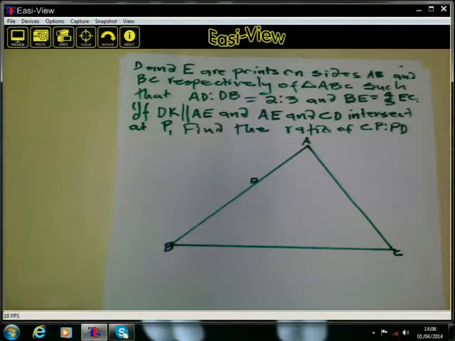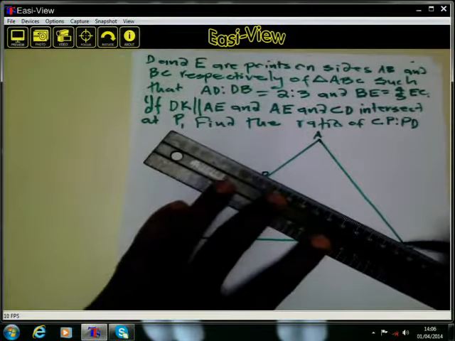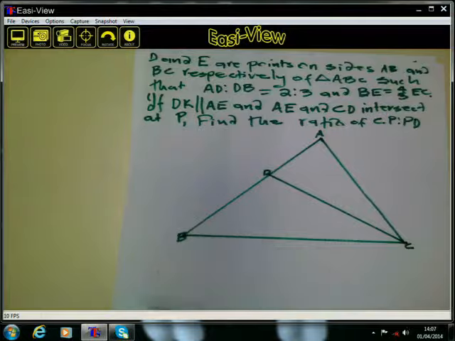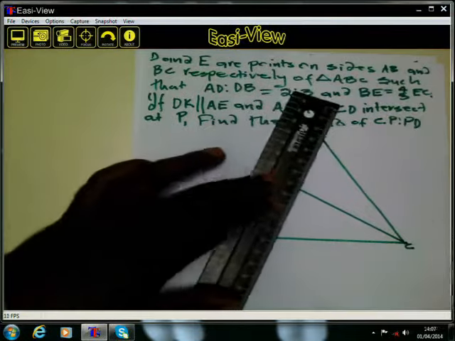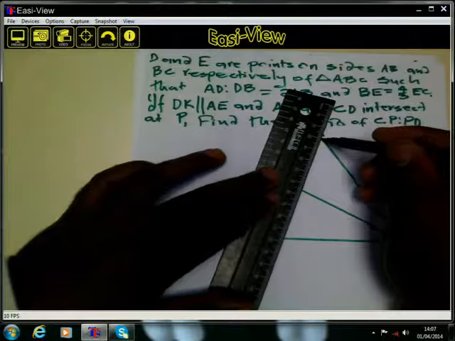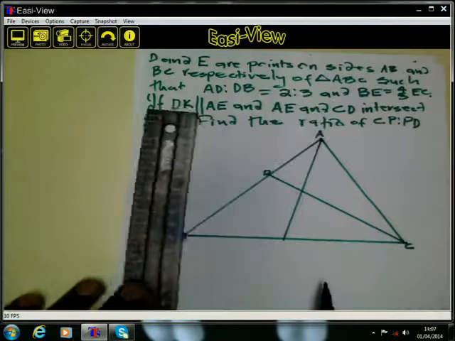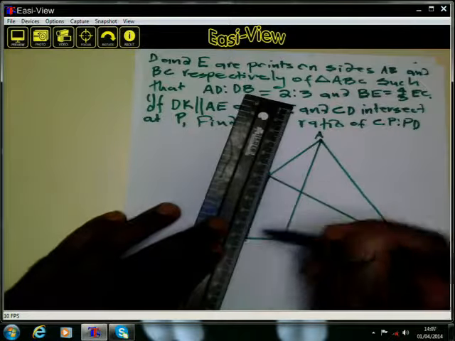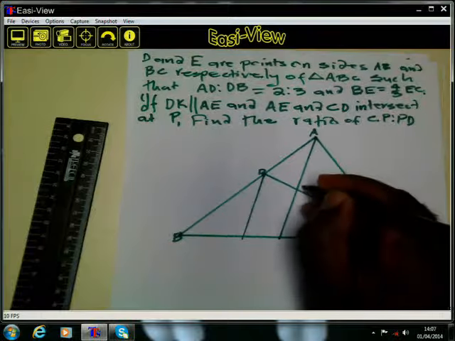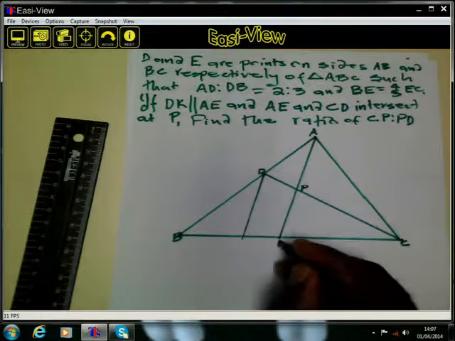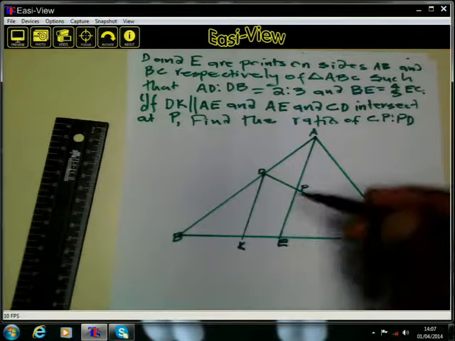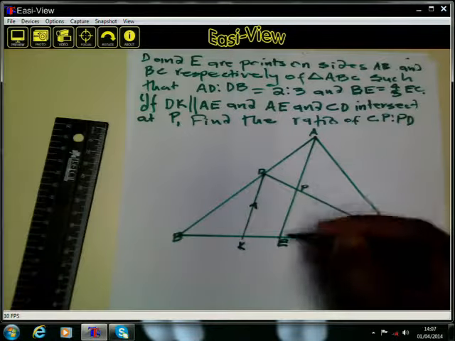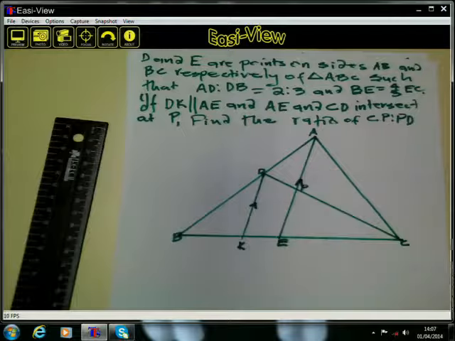I don't think I also need to do this. What I can do, I can just draw this, because you are not going to be requested to do any construction. Everything has been dealt with at this point. Yours is just to draw what the information presents to you. So this is what we are now having at this point in time. This is point P. We're having E here, and we're having K here, such that line DK is parallel to line AE.